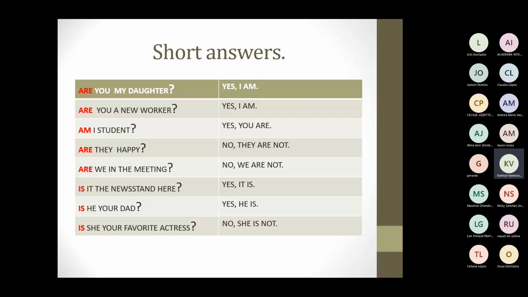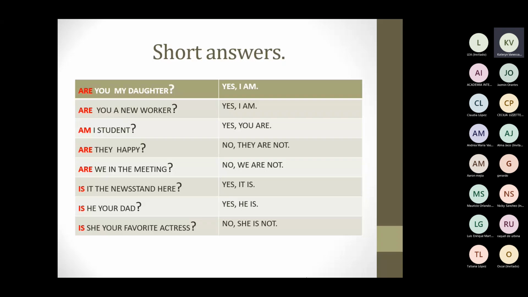Are you my daughter? No, I am not. Okay. Are you a new worker? Yes, I am. Good. I'm a student. Yes, you are. Okay. Are they happy? Yes, they are happy.